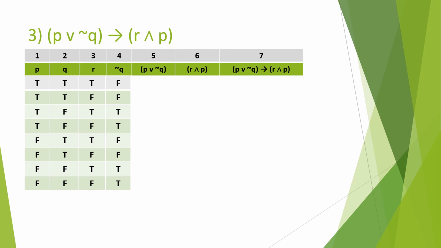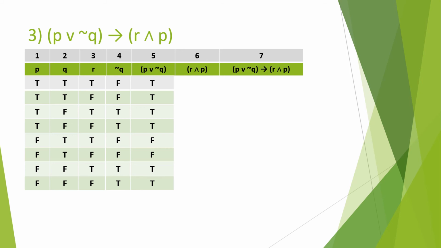For the fifth column, that is of P or negation Q, in between we have OR. Rule for OR is if one of the statements is true, then it is true. Now consider P, that is column number 1, and negation Q, that is column number 4. If one of the statements is true, it is true. So true or false is true. True or false is true. True or true is true. True or true is again true. False or false, that is false. Next is also false or false, that is false. And the last two are false or true, so both are T.